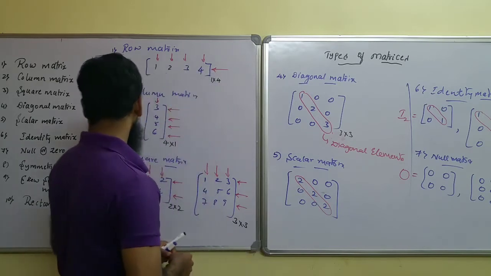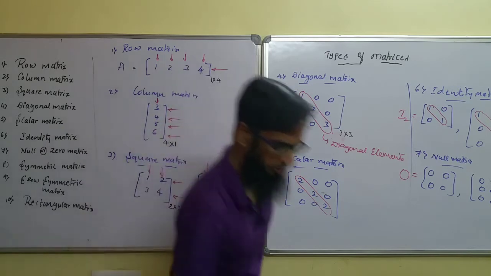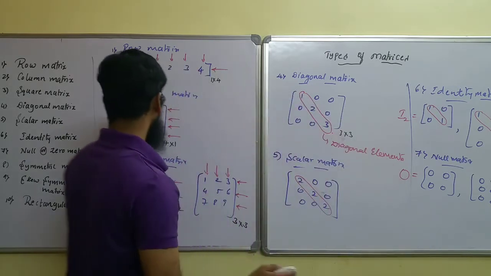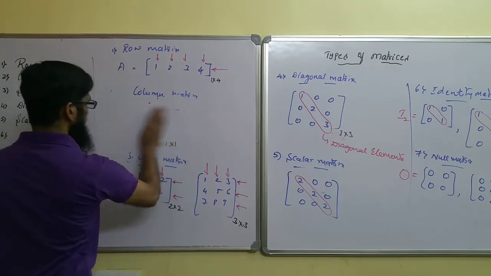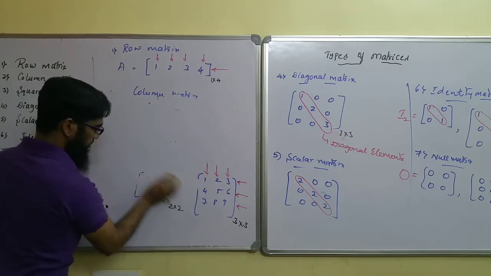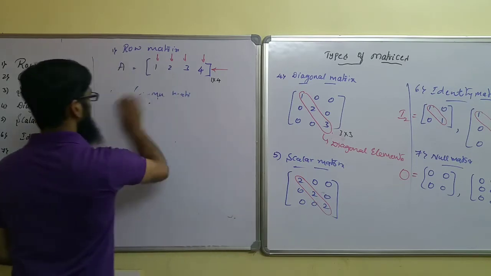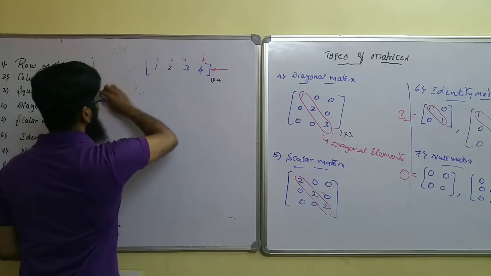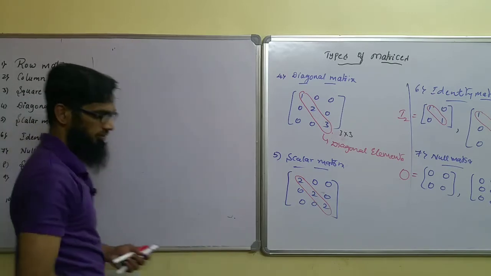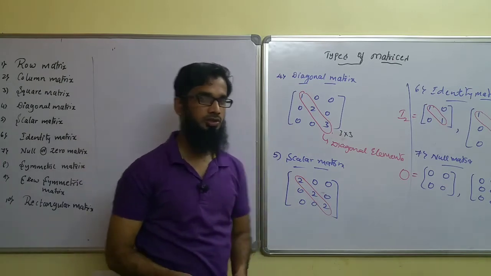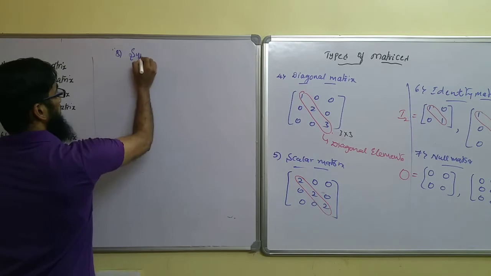Now we'll go for the symmetric matrix. There is one small condition for the symmetric matrix. When you interchange the rows to columns and the columns to rows, if I get the same matrix, then it is called a symmetric matrix.